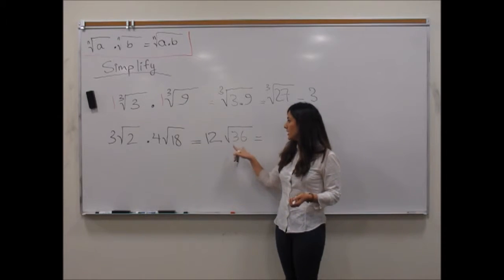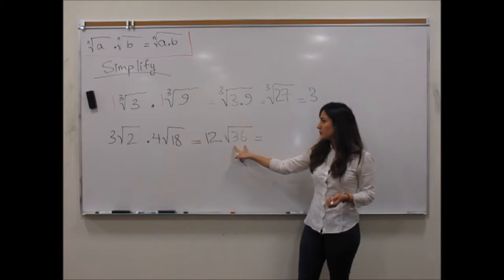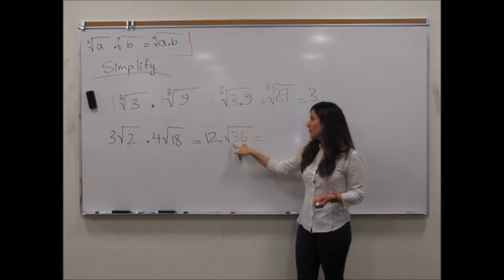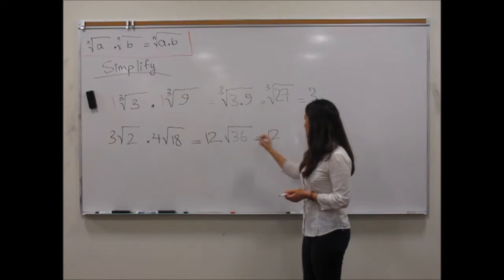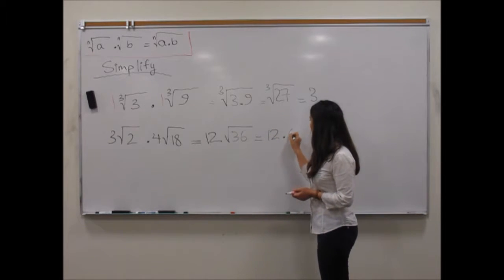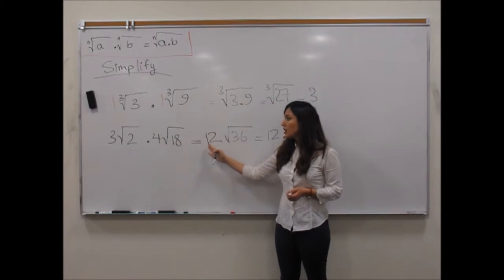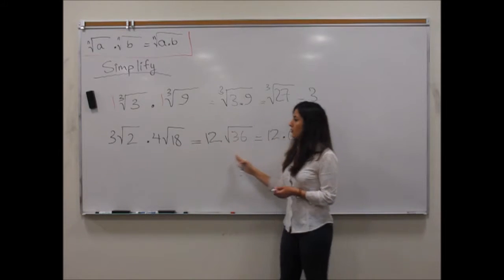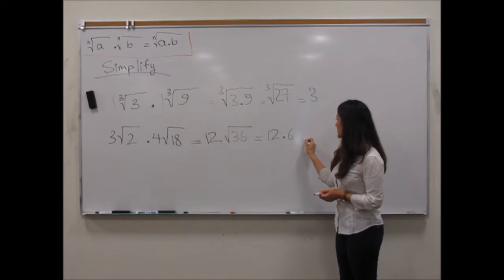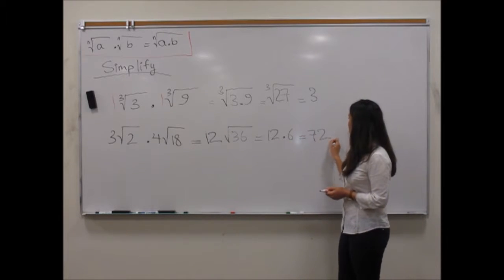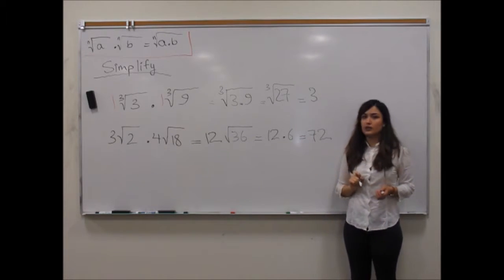Now I'm going to simplify. This is the third step. 36 is a perfect square, so I write it as 6, so this is 12 times 6. Whatever leaves the radical gets multiplied by whatever is already waiting outside of the radical. So 12 times 6 is 72, and 72 is the answer for the second one.